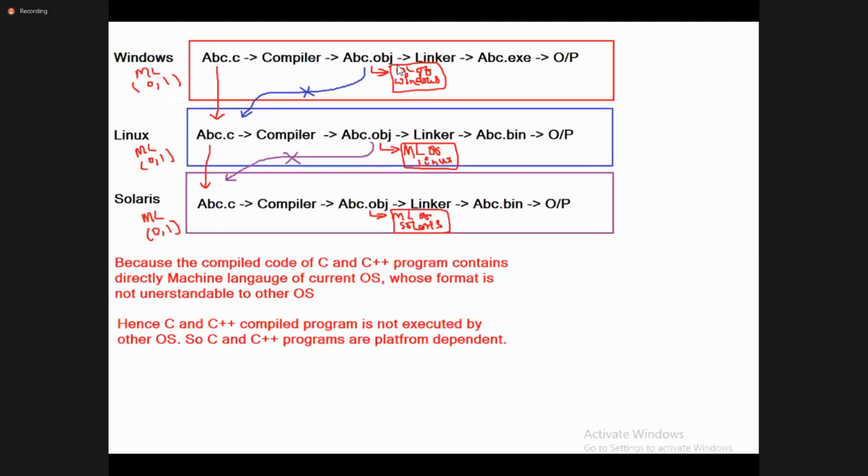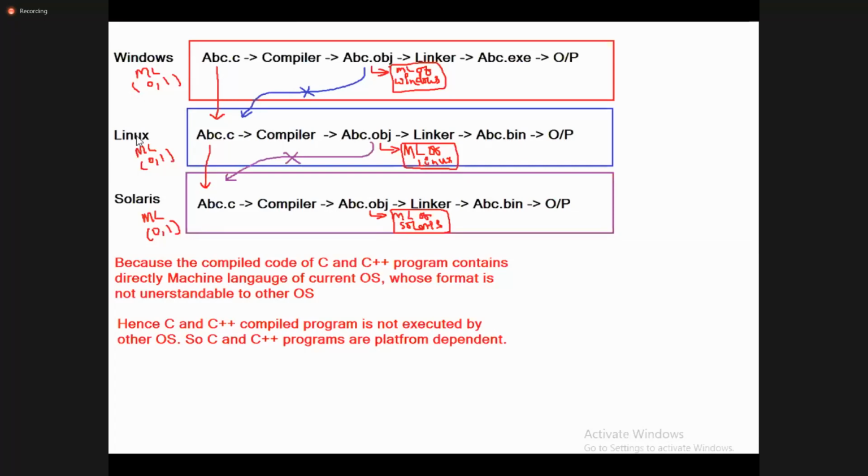Then I want to execute the same program in another operating system. Is it possible or not possible? Try to speak your side. I can listen to your voice. Now, is it possible to execute or not possible? Not possible. Try to speak as not possible. Why is it not possible? Because this abc.obj file contains machine language of Windows operating system whose format is not understandable to Linux operating system.